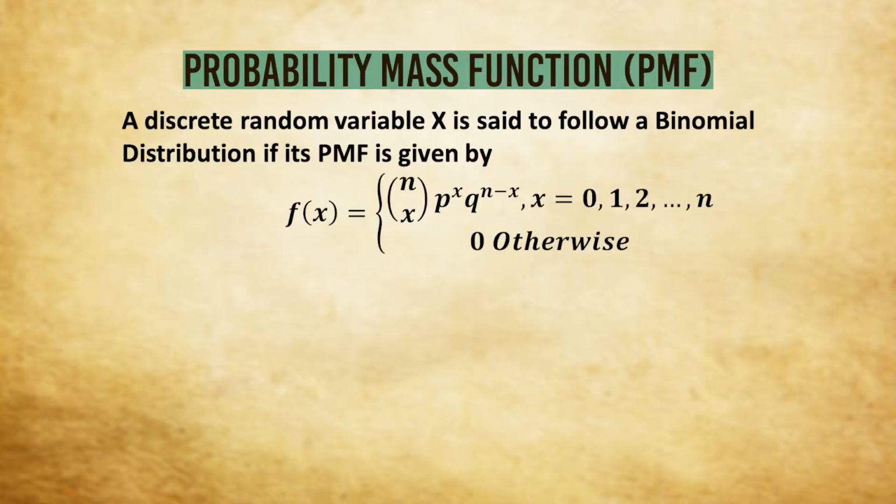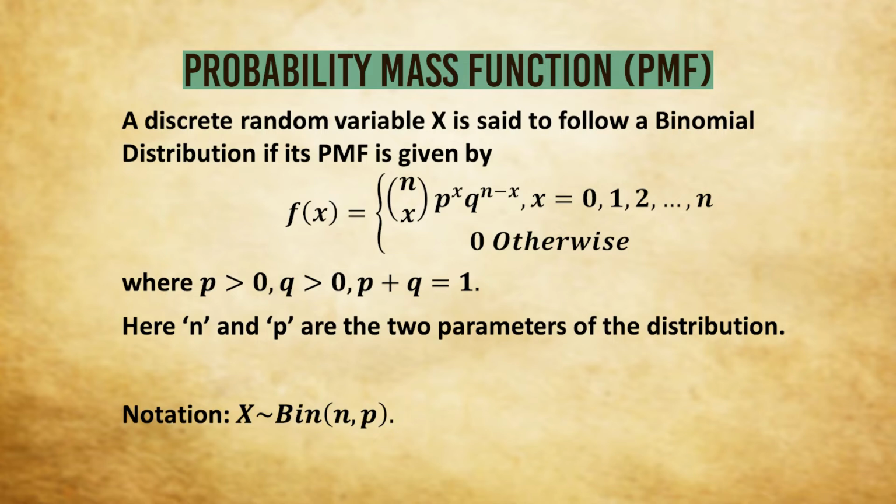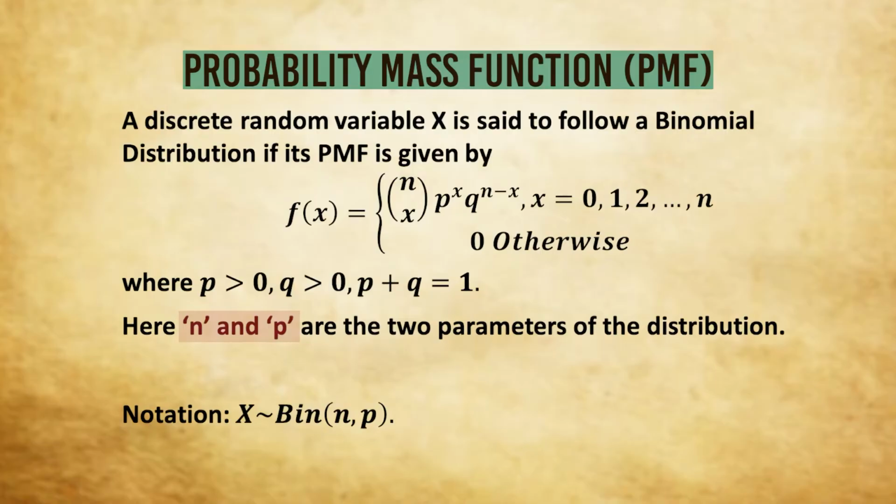The probability mass function of a binomial distribution is f(x) equals nCx, p to the power x, q to the power n minus x, where x takes the value 0, 1, 2 up to n, and 0 otherwise. You can see there are 3 constants involved here, n, p and q. Now p plus q is equal to 1. That means if I specify the value of p, the value of q can be obtained and the other way also. So basically there are 2 constants involved, n and p. These 2 are the parameters of this distribution and we use the notation X follows binomial(n, p).